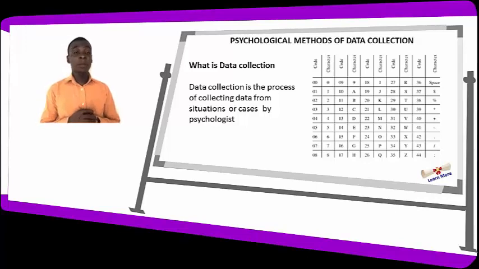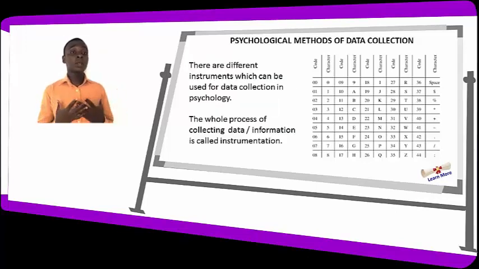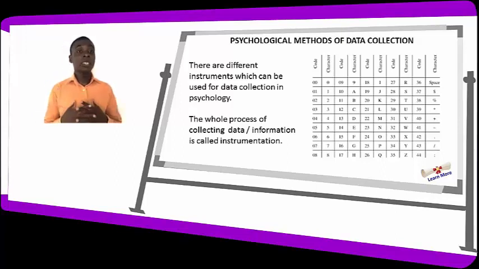There are different methods we use for data collection in psychology. The whole process of collecting data and information is called instrumentation. So the process of getting the data, getting out the test or maybe the questionnaire you want to use, administering it to your respondent and getting back the feedback, the whole process is called instrumentation.